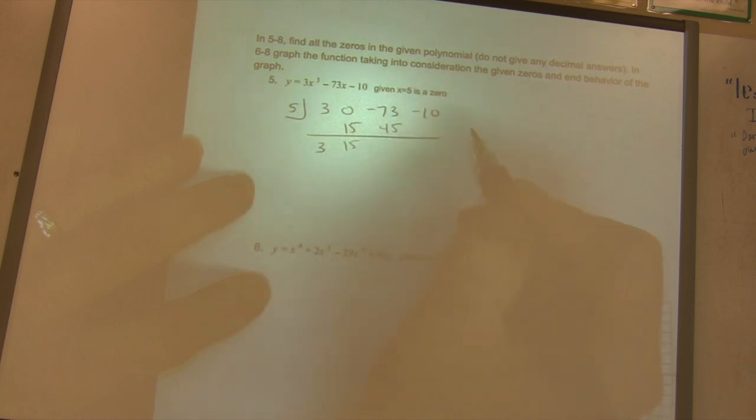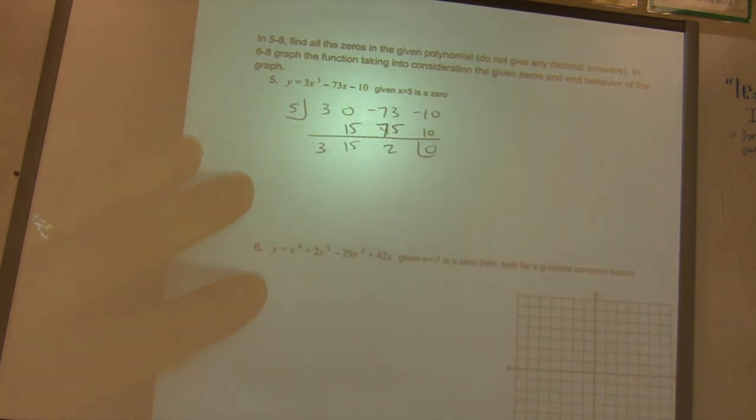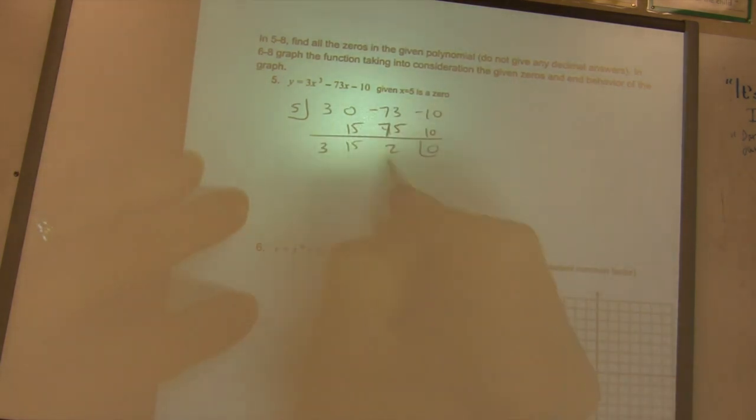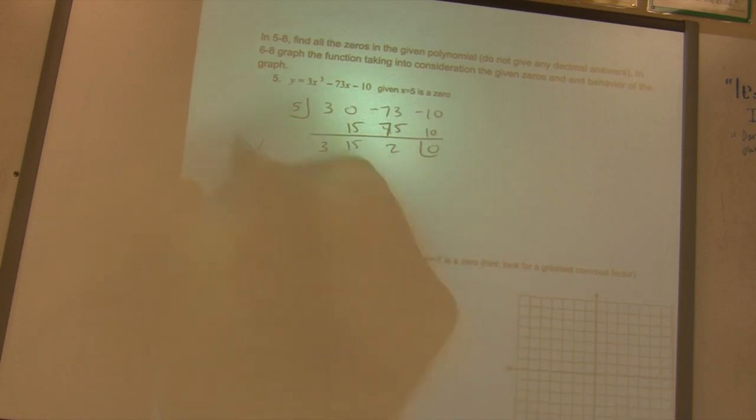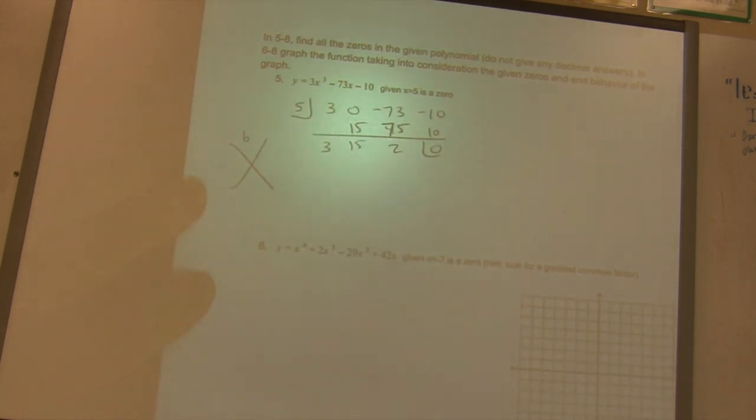That would be 75. 2, 10, and we get 0. If you don't get 0, you made a mistake. So then what I have left, I could try the x method, but there's no factors of 6 that add up to 15, so we have to do the quadratic formula.